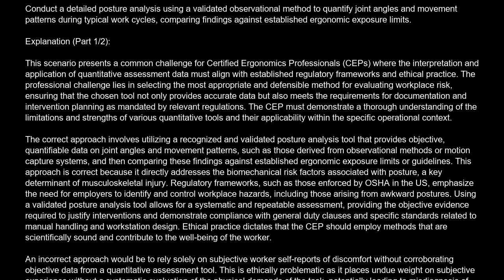Using a validated posture analysis tool allows for a systematic and repeatable assessment, providing the objective evidence required to justify interventions and demonstrate compliance with general duty clauses and specific standards related to manual handling and workstation design. Ethical practice dictates that the CEP should employ methods that are scientifically sound and contribute to the well-being of the worker.